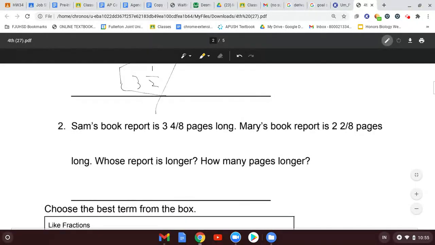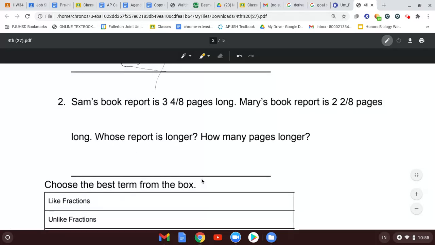Okay, number 2. Sam's book report is 8 pages long. Mary's book report is 8 pages long. Whose report is longer, and how many pages longer is it? Okay, obviously Sam's book report is longer because it has 3/4, which is bigger than 2/4, because 1, 2, 3. And how many pages longer?